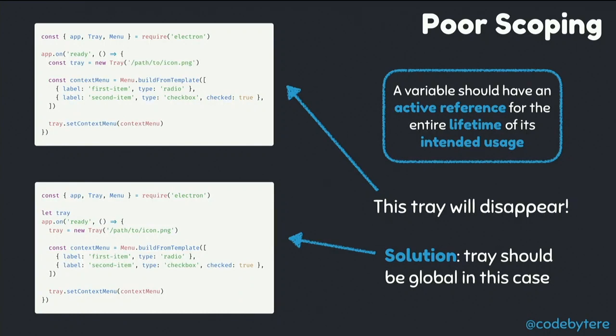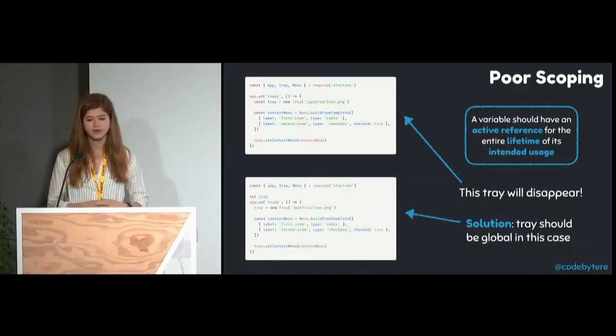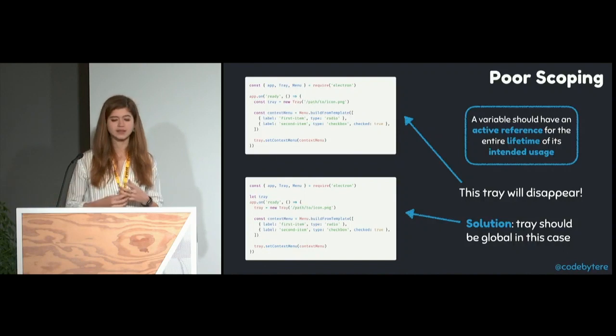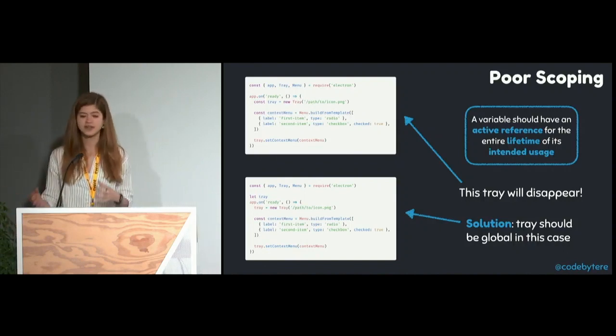To help you prevent some of these kinds of issues preemptively, you should be actively working to instantiate variables, such that every UI element you plan to show on your screen has an active reference for the entire lifetime of its intended usage.